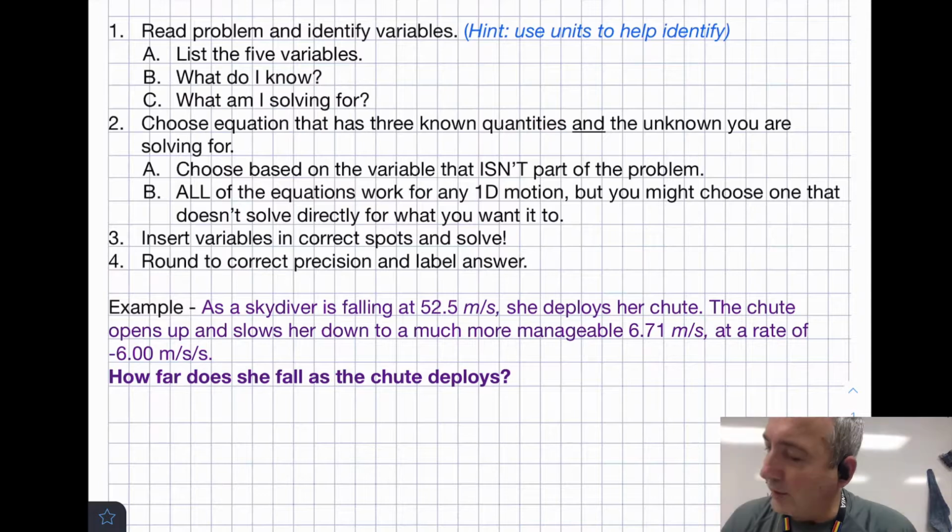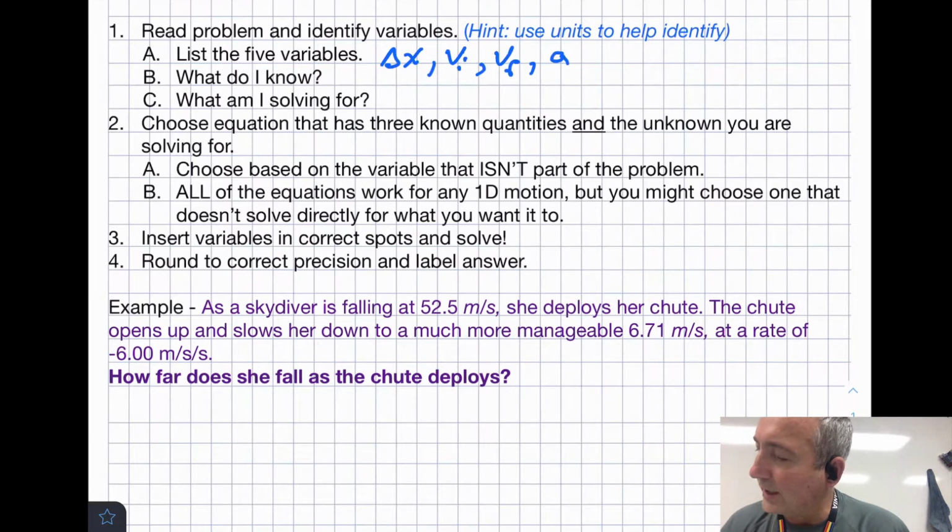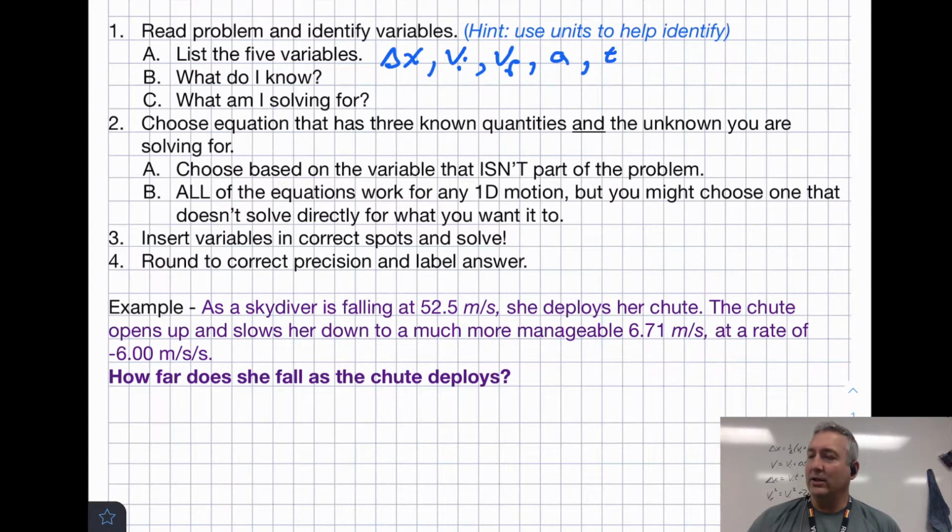Our 5 variables are delta x, which is our displacement, that's measured in meters generally, initial velocity, which is measured in meters per second, final velocity, also measured in meters per second, acceleration, measured in meters per second squared, and time, measured in seconds. Those are our base units. So if something's given to us in miles per hour or kilometers per hour or hours or different units, we have to convert those to our base units, especially because our acceleration is generally meters per second squared. So that's what we have to make sure agrees unit-wise.